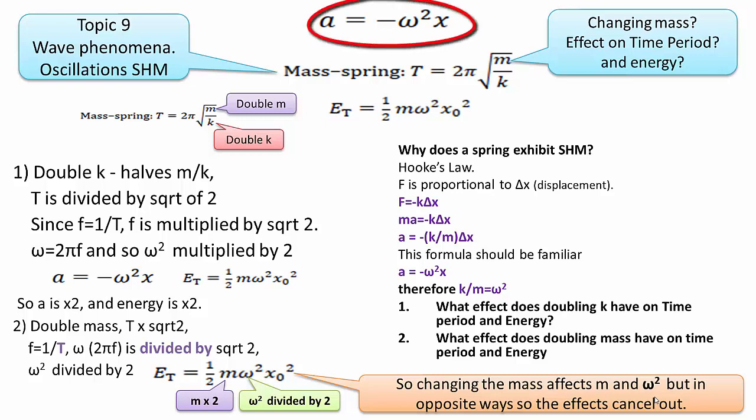But if you look at the acceleration formula, since ω² is divided by 2, the acceleration will be half of what it is. And this makes sense. This is in agreement with Newton's second law. If you double the mass, the acceleration will be half.